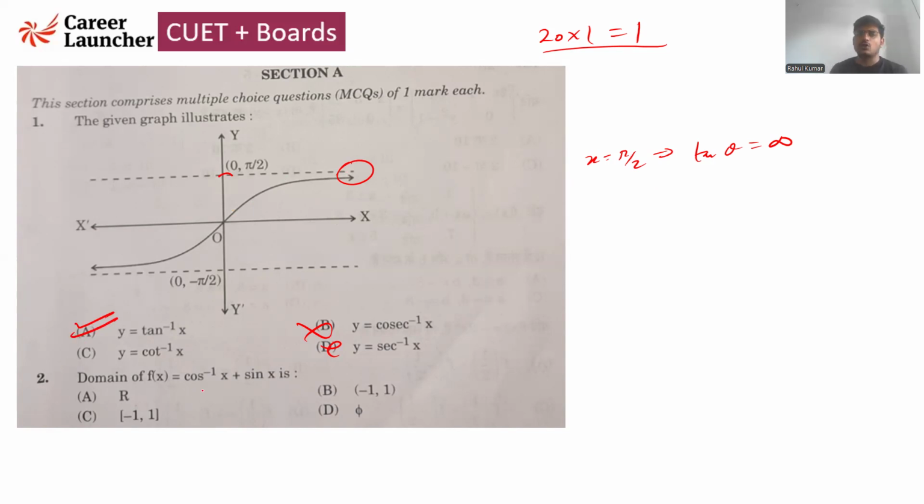Now we have to find the domain of cos inverse x plus sin x. For sin x, the domain is all real numbers, but for cos inverse x, the domain is -1 to +1 in a closed interval. So if you take the combined function, the domain will be the same as the domain of cos inverse x, a closed interval, which is option C, the correct answer here.